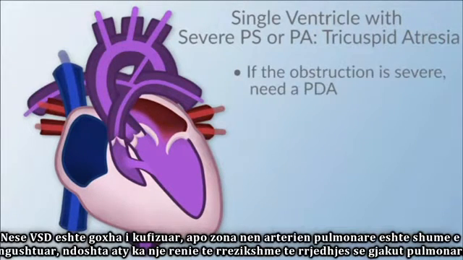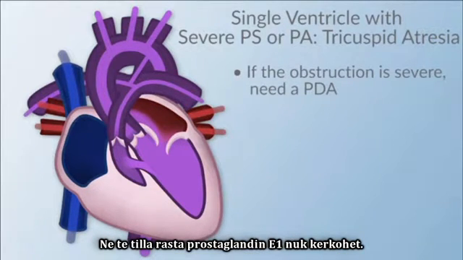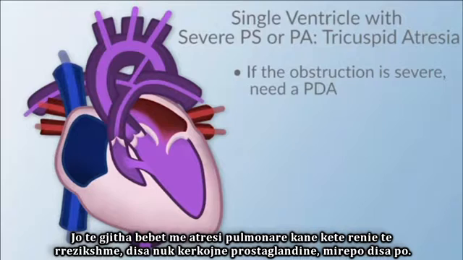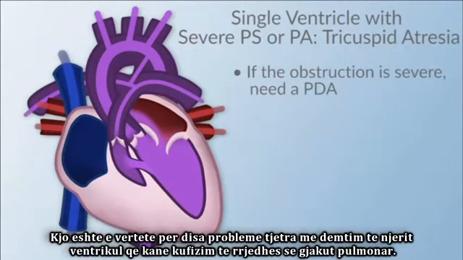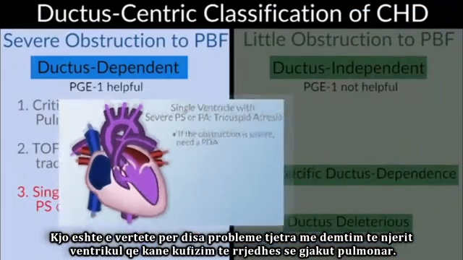If the VSD is quite restrictive or the area underneath the pulmonary artery is quite narrow, there may be a critical reduction in pulmonary blood flow, in which case prostaglandin E1 will be required. Now, not all tricuspid atresia babies have this critical reduction. Some do not require prostaglandins, but some do, and this is true for other single ventricle defects that have restricted pulmonary blood flow.